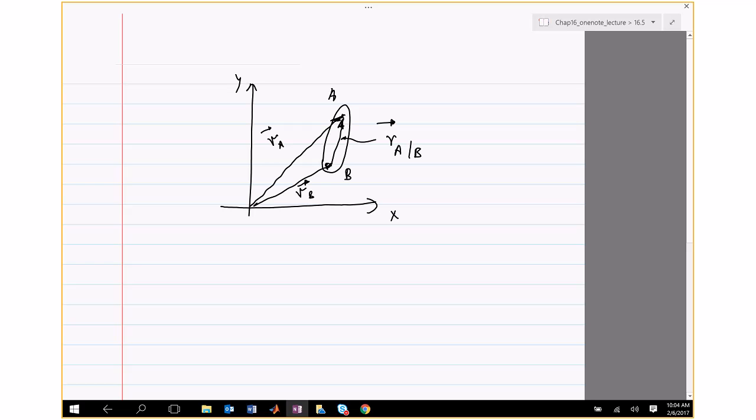Okay, the first thing here denotes the second subscript is where the vector starts from, and the first subscript is where it ends. So RA is equal to RB plus the vector from B to A.